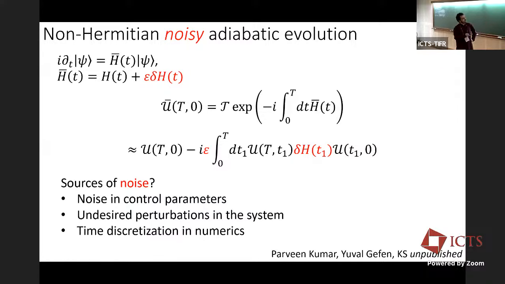Before we analyze numerics, what can be the sources of noise? The sources of noise can be noise in control parameters that happens in an experiment. Or you can have undesired perturbations in your system. So experiment will definitely have uncontrolled noise. What about numerics? Well, we do time discretization. So we will have trotterization errors, and they can be interpreted as noise as well. So numerics will have errors. Experiment will have errors. The old naive adiabatic non-Hermitian theory did not have noise. But once we put noise in, we should be okay. We should reconcile all the discrepancies.